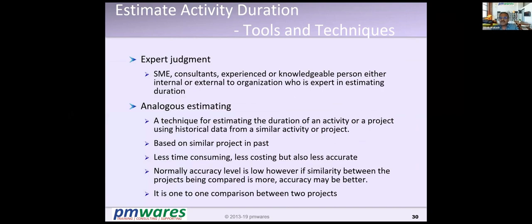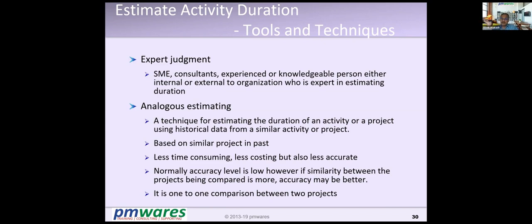But most inaccurate method. Most common, but most inaccurate. You give to 10 people, they will give you 10 different estimates. And maybe varying a lot also. It largely depends upon the experience of the person. And therefore, it's called the expert judgment.